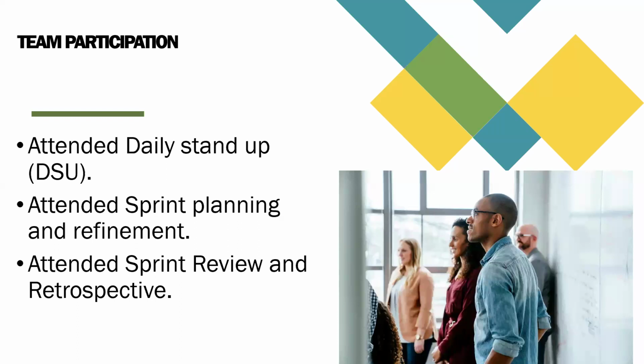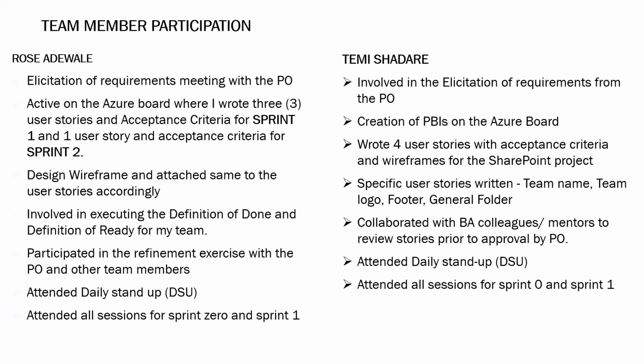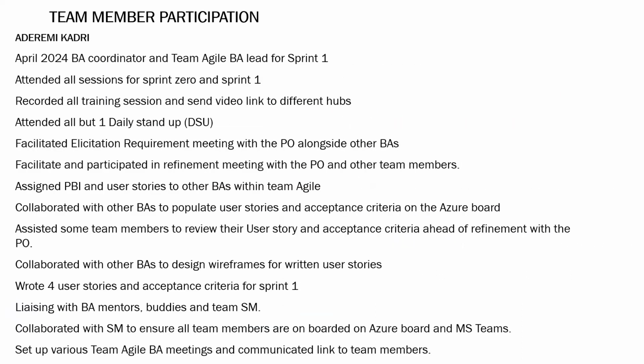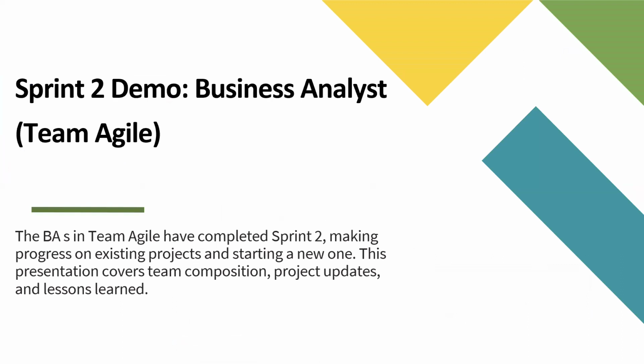This is talking about team participation in the sprint events, the sprint ceremonies, which is important for everyone to attend. And team member participation, this is the number of stories that were written by each BA during sprint 1. Then this is what was done by each team member, for every BA. These are samples of PBIs, of stories that were written by different BAs.